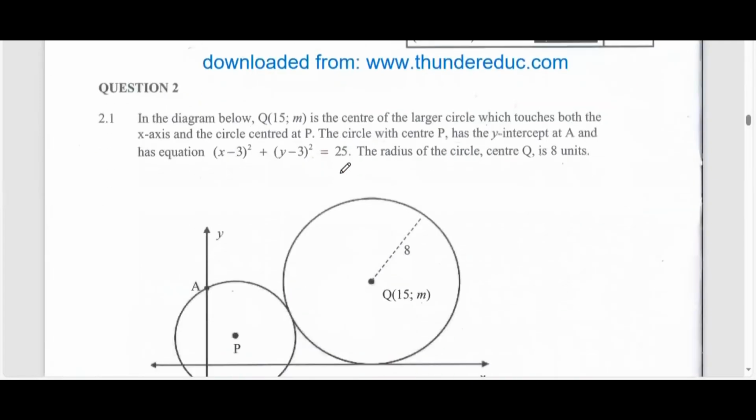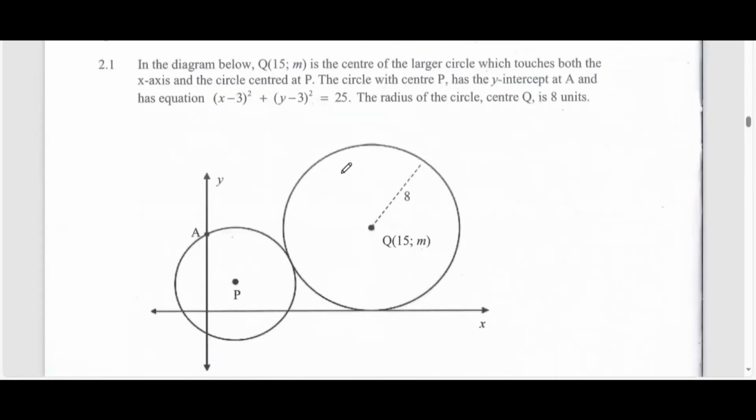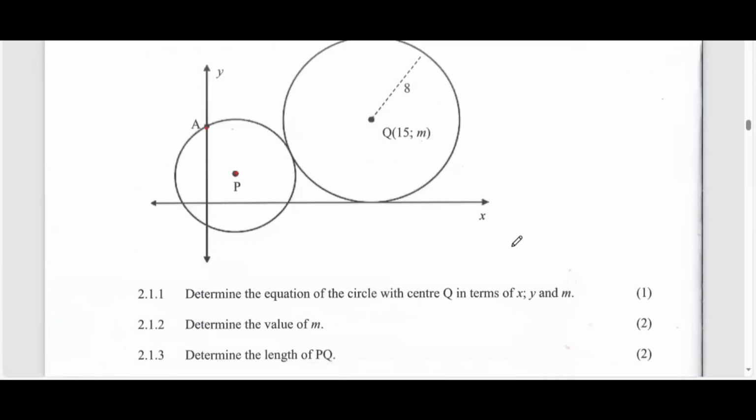Question number 2. They are telling us that in the diagram below, we have Q, which is 15, and M is the center of a larger circle, which touches both the x-axis and the circle that is centered at P. The circle with P has the y-intercept at A, and it has an equation of this much. If that is true, they want us to determine the equation of the circle with center Q in terms of x, y, and m.